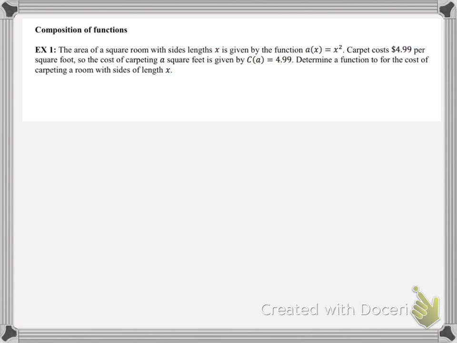So if we look at this example, we have two functions here. We have A of x, and the input is what of A of x? What's my input represent? Yeah, the side length. And what's my output? Area.